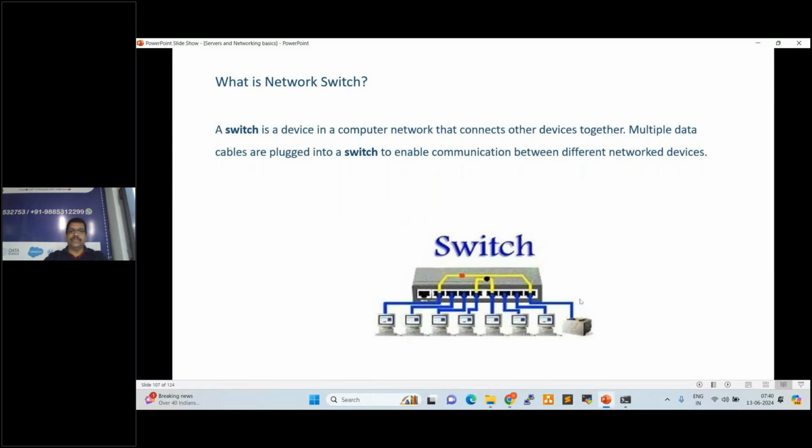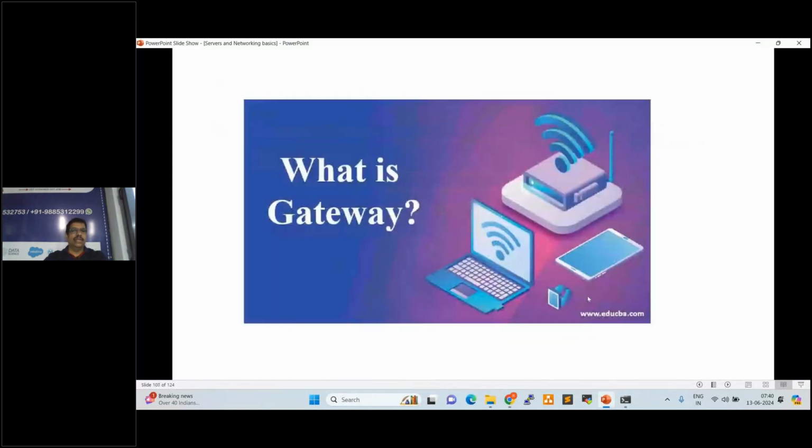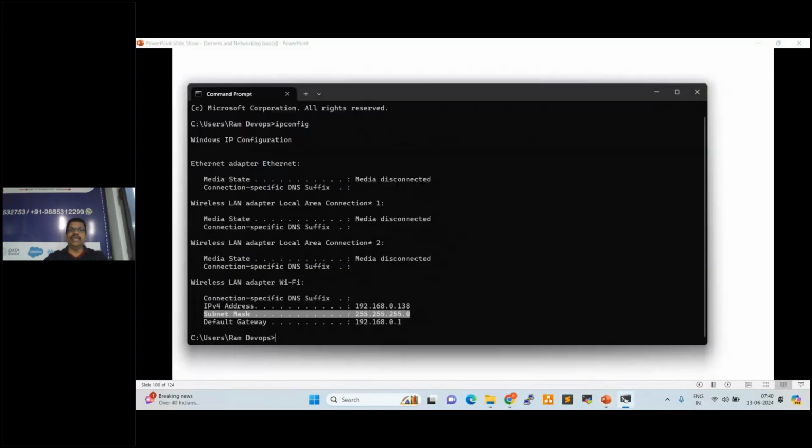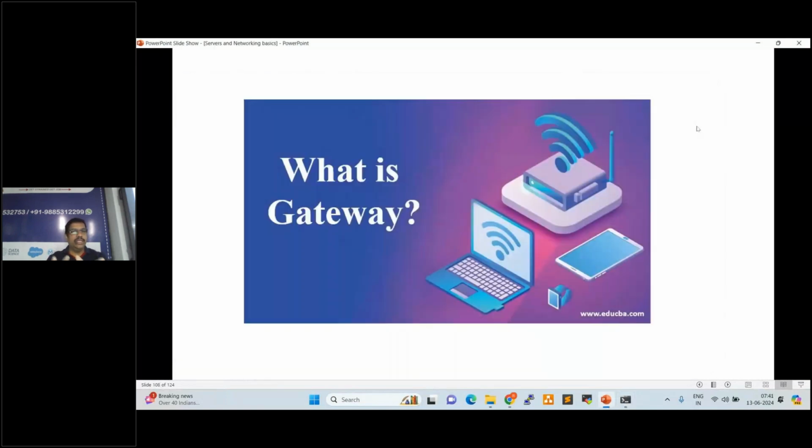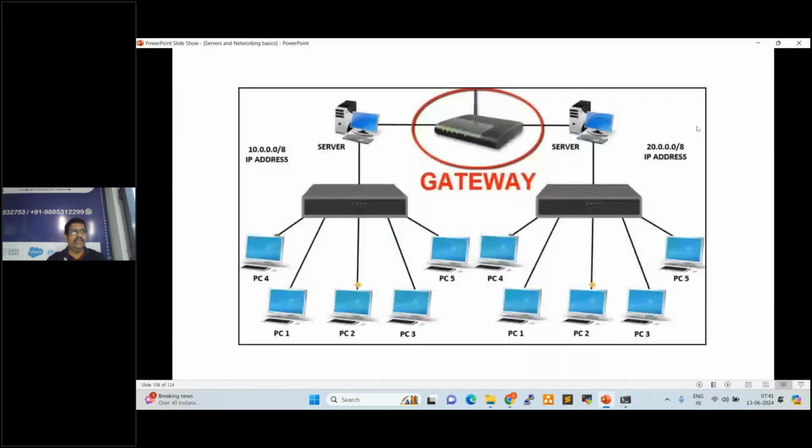So what is a gateway? See here: IP address, subnet mask, default gateway. What is gateway? The name itself is saying something. Gateway. It is a door, for example. If you want to go from this room to another room, we require a door, right? In the same way, this is one network, this is another network. Two networks are there here.